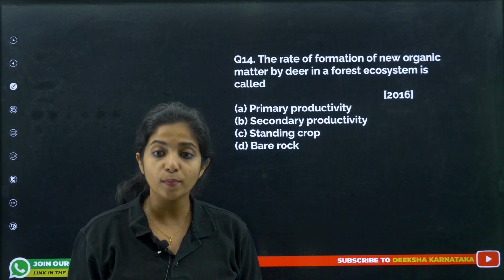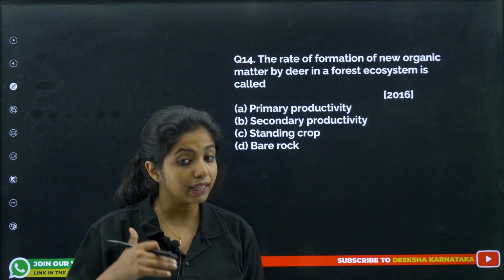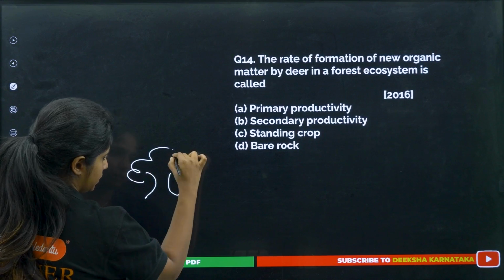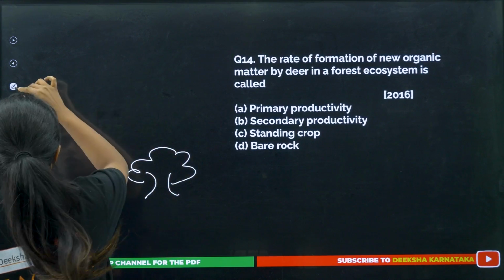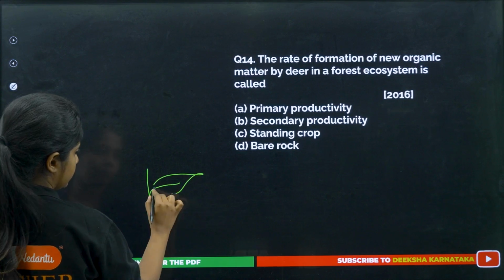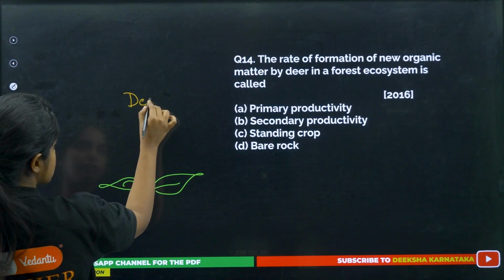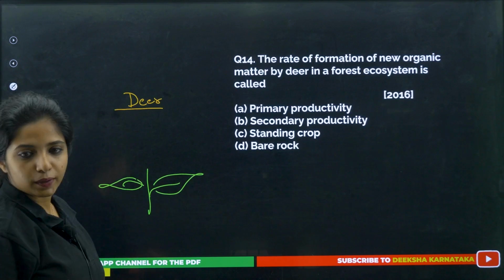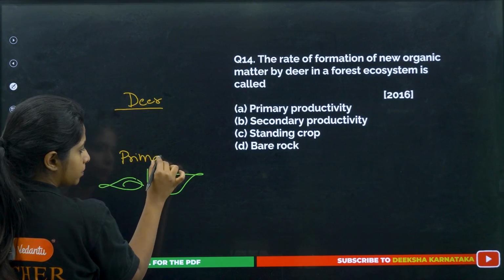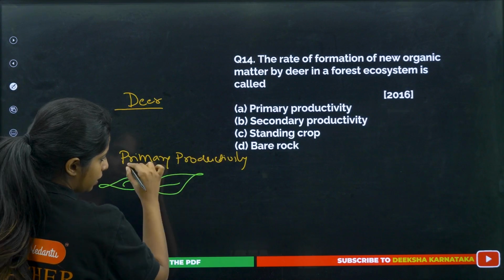The rate of formation of a new organic matter by a deer in a forest. Listen, plant is there. Suppose this, I should be making a plant, but instead I made a tree. Okay, so there is a plant, and this plant is being eaten up by, my drawing skills are really bad, so I am just writing deer. The amount of food that it produces is known as the primary productivity, the rate of production of food by the producers.